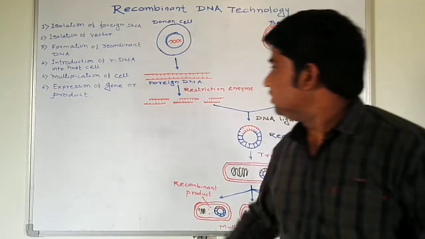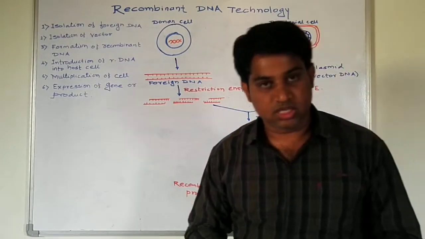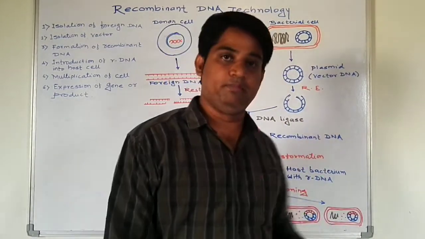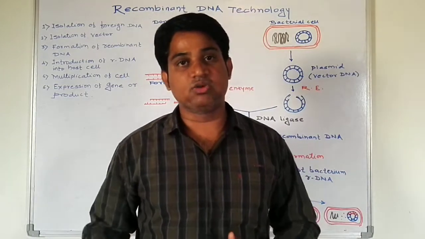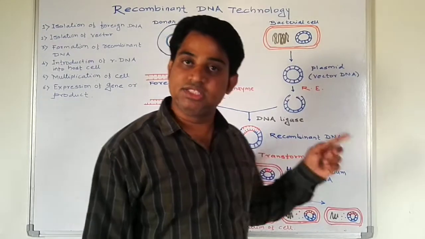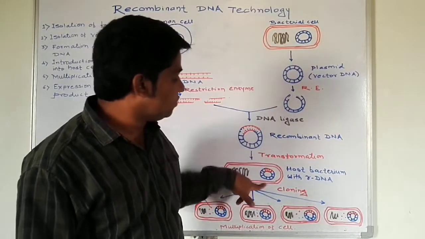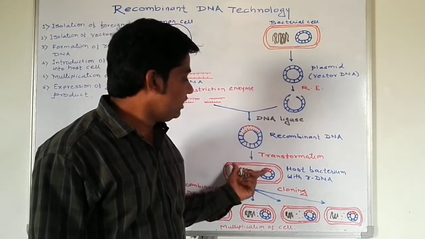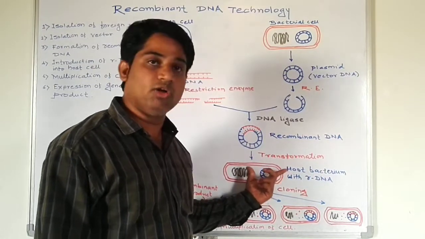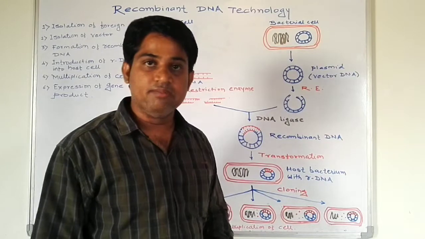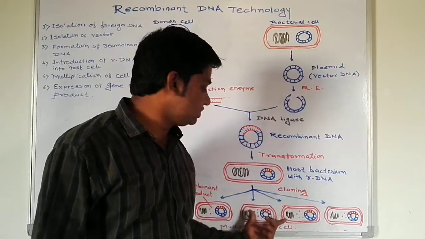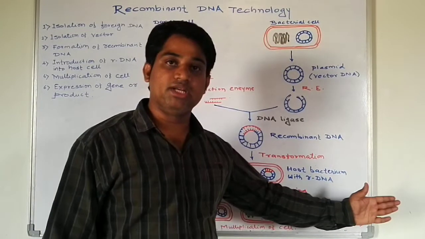Now the fourth step is the introduction of recombinant DNA into a host cell. We want to multiply these recombinant DNA molecules into a number of copies for different purposes. We want a number of gene copies or a desired product. For that, the recombinant DNA molecule created in step 3 is reintroduced into a bacterial cell. This is the host bacterium with recombinant DNA. This bacterium starts to grow in a culture medium and forms a number of clones. So in the fifth stage, multiplication of cells is done on the culture medium and it forms a colony of bacterial cells.